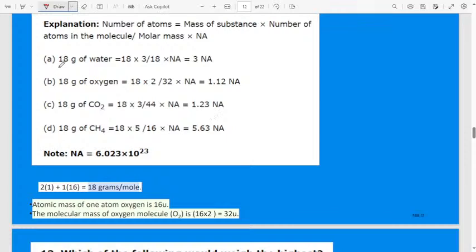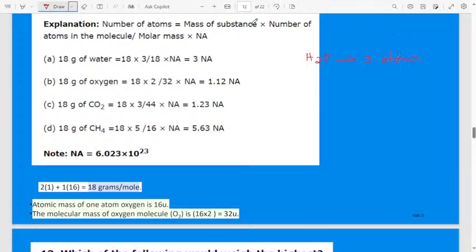Then consider 18 gram of water. The formula for water is H2O. Then here the molecular mass will be 18 gram per mole. Mass of the substance is 18, then number of atoms, how many atoms are there? Hydrogen is 2, oxygen is 1, 2 plus 1 is 3. 3 atoms are there here.